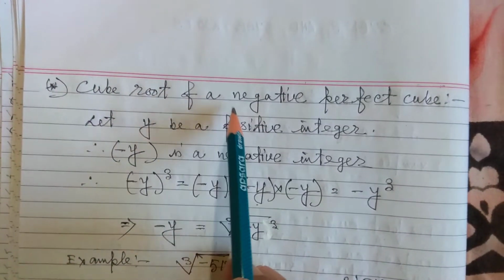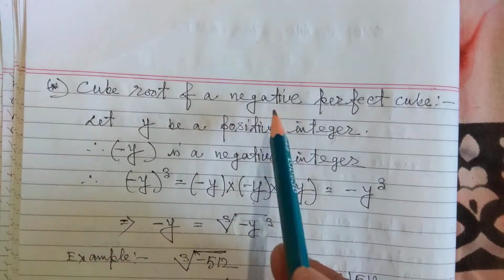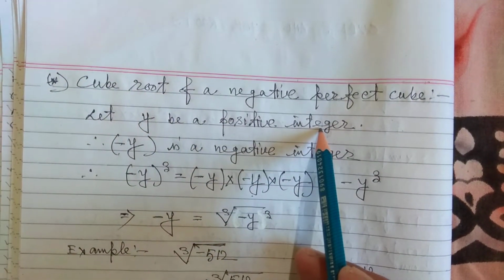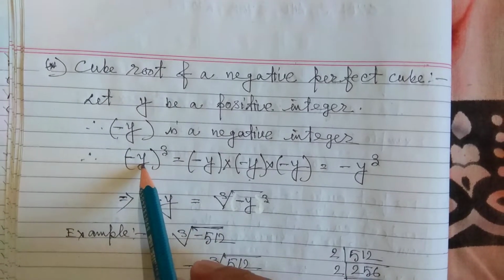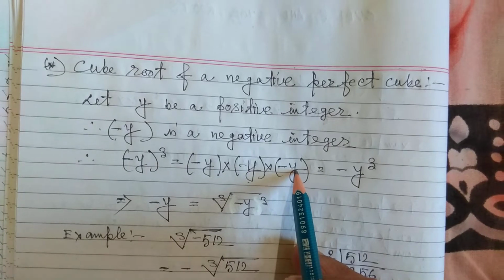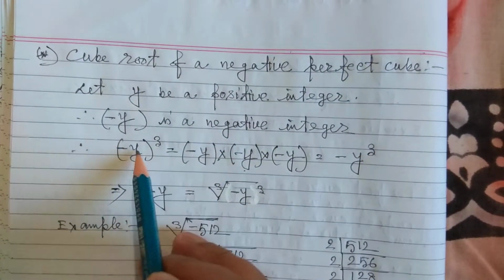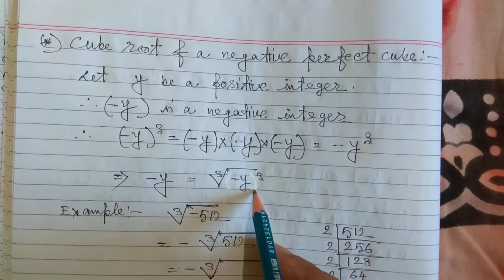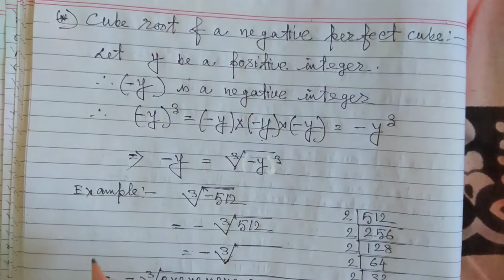Cube root of a negative perfect cube. Let y be a positive integer. So minus y is a negative integer. Now minus y whole to the power 3 equals minus y into minus y into minus y, that is equal to minus y to the power 3. Now minus y equals the cube root of minus y to the power 3. So this is the cube root of a negative integer.